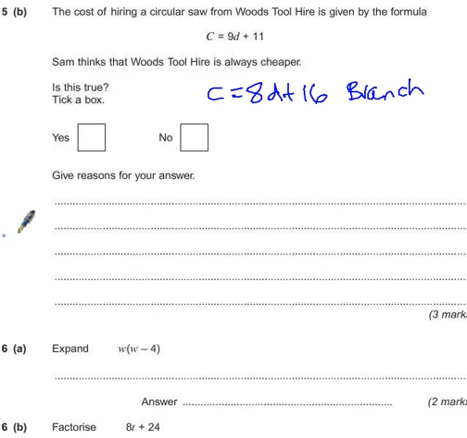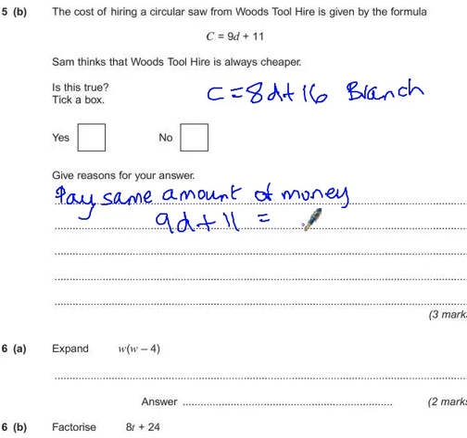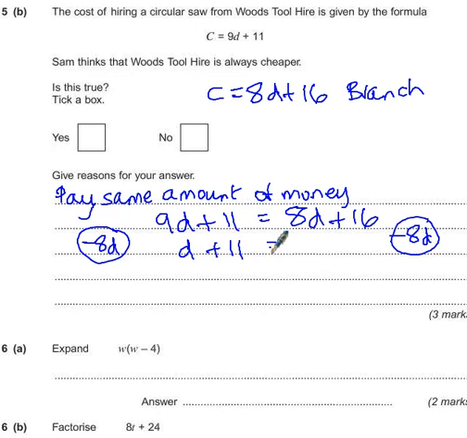So, they pay the same amount of money when 9D plus 11 is equal to 8D plus 16. Now I chose to write my formulas with the 9D on the left hand side, so I've got my bigger number of days on the left hand side. I'm now going to solve that by eliminating this 8D on the right hand side. So I'm going to subtract 8D from both sides, which will leave me 9D take away 8D is 1D. Do nothing to my numbers, which is 11. 8D take away 8D, that disappears, and I'm left with 16.